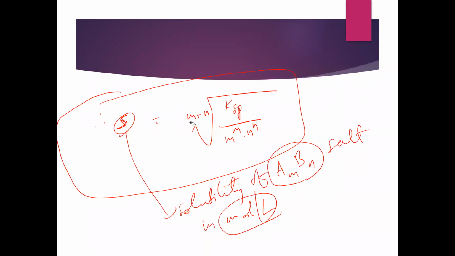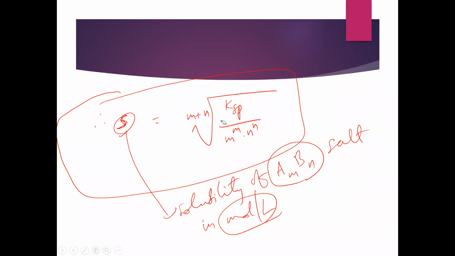So S is equal to the M plus Nth root of KSP by M power M, N power N. If you take 3, it will be the cube root. If you take 2, square root. So from square root to cube root, like this we take. So this is the calculation of solubility from KSP.